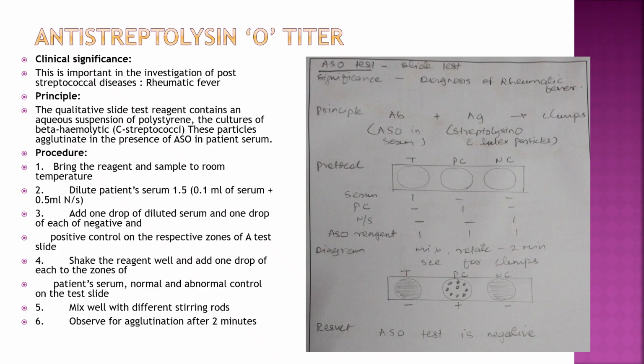You take three circles: test, positive control, negative control. Add serum, PC and NC, and add reagent, then mix and wait for 2 minutes and see for clumps.